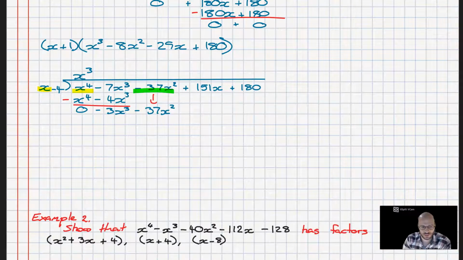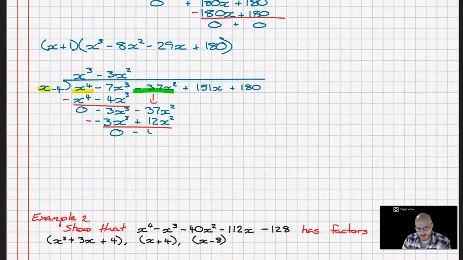Next question is, what do we need to multiply x by to make it equal minus 3x cubed? Well, the answer to that is multiply by minus 3x squared. That will give us minus 3x cubed. And then the 4 here, minus 4 times minus 3x squared, that will come out as positive 12x squared. Going for the subtraction, we're going to get 0 over here. And then the minus 37 minus 12, that will stack to be minus 49x squared.